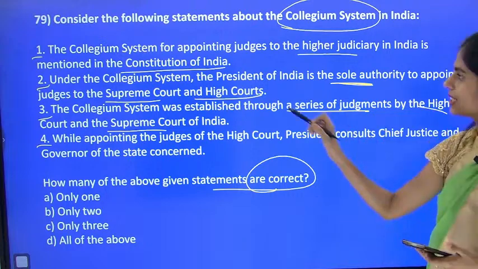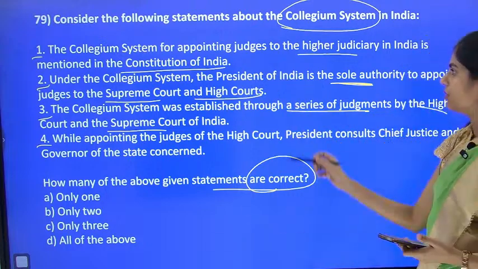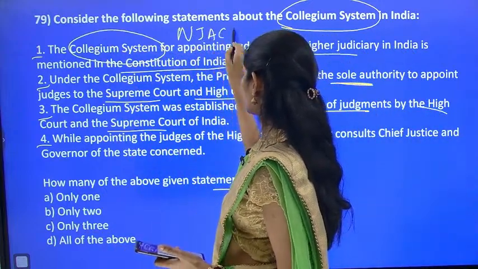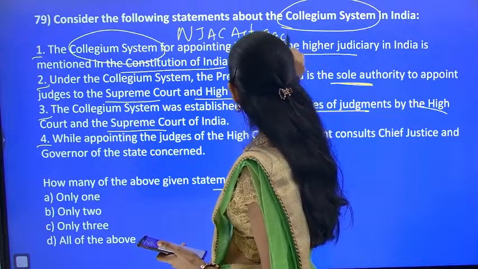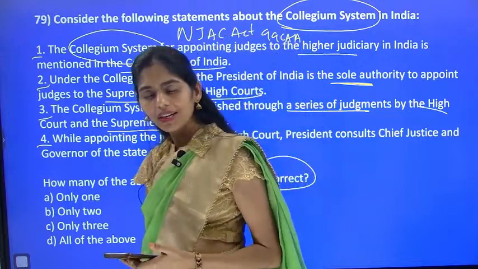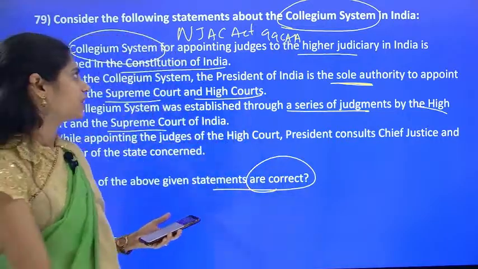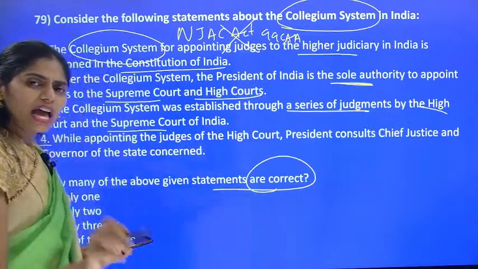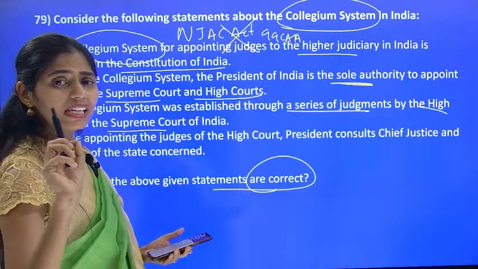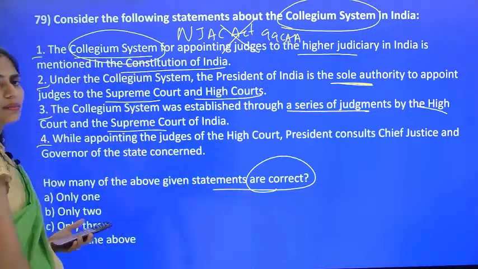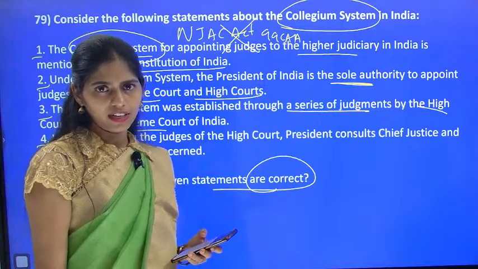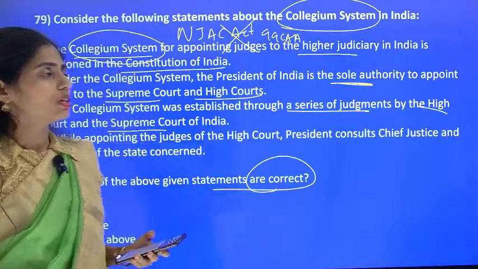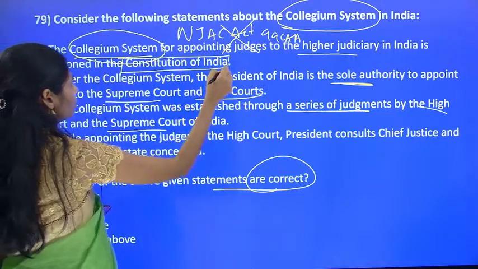Okay, let us see this first statement. Actually we have the Collegium system now, but before this we had even the NJAC Act. NJAC Act is the 99th Constitutional Amendment Act, which was struck down by Supreme Court, which said it is unconstitutional. But have you seen or read any article related to this Collegium system anywhere? No, right? There is no article describing the Collegium system in our constitution. So how can we say it is mentioned in the Constitution of India?